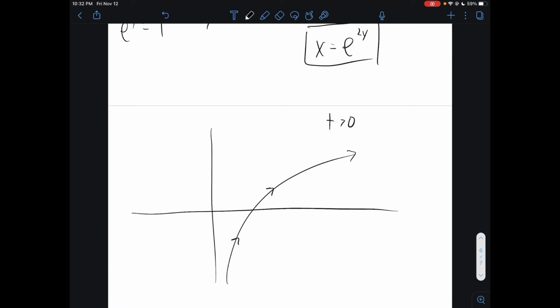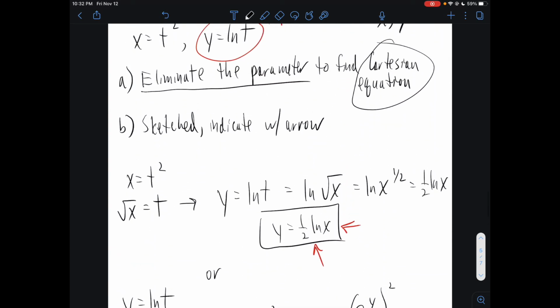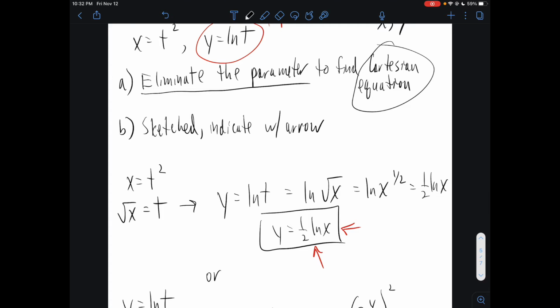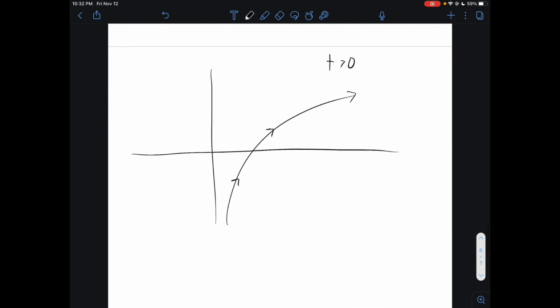Where does it cross the horizontal axis? Well, you can think that when x is equal to 1, then y is equal to 0, and when x is equal to 1, that's when t is equal to 1. So no real big surprises there.